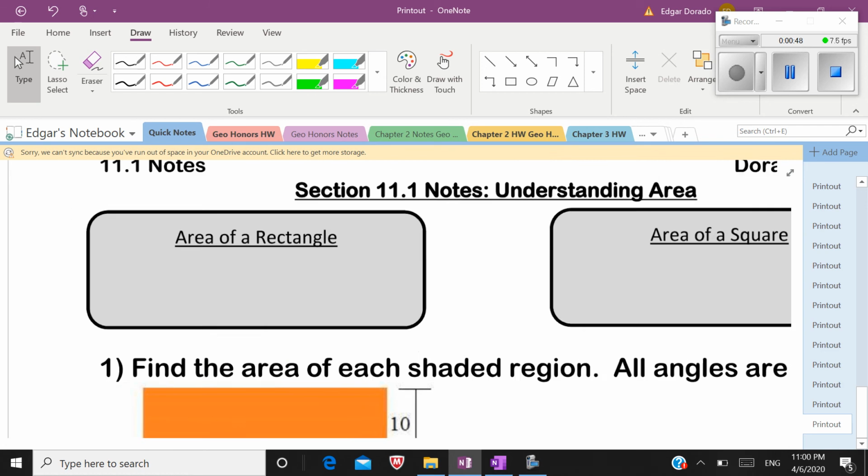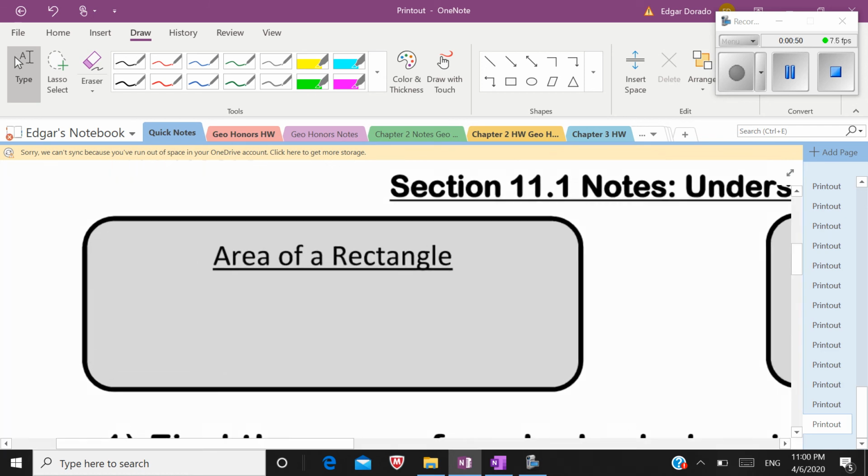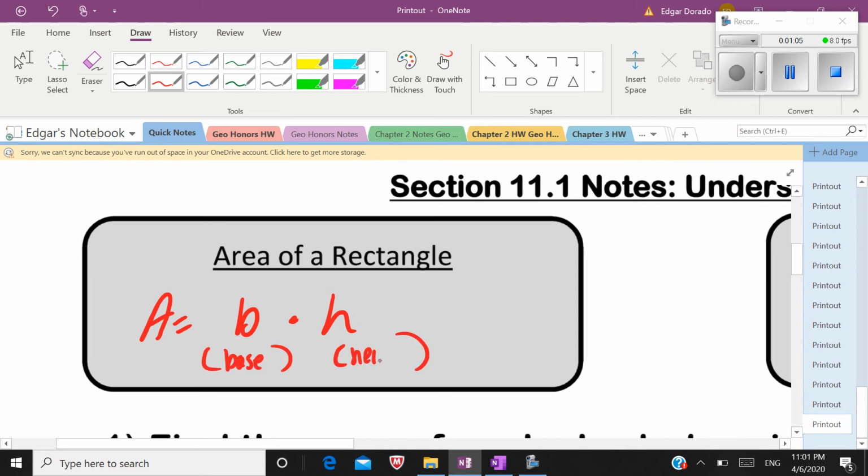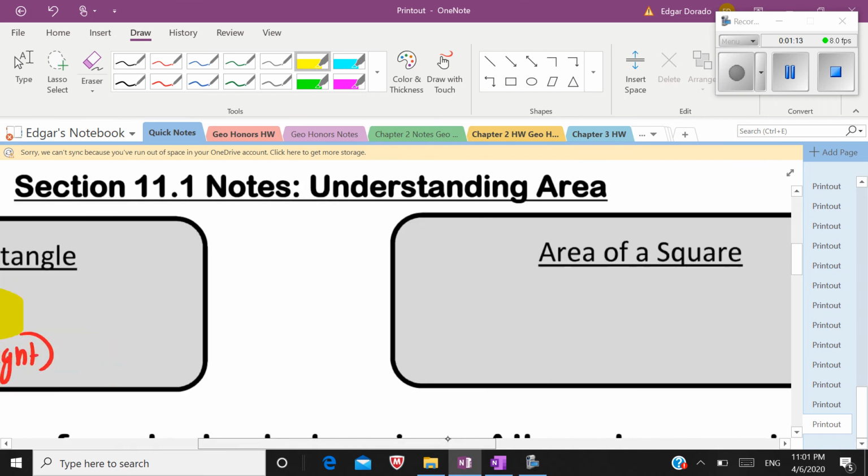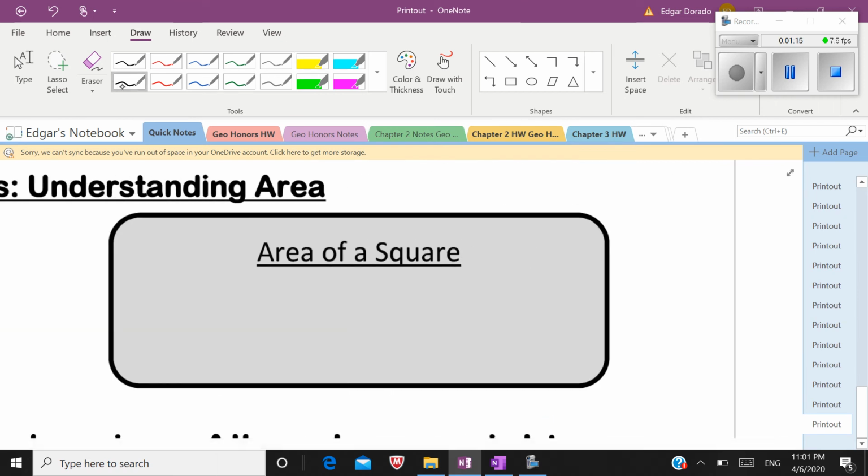So the first thing we need to understand here is the area of a rectangle. I'm sure you guys already know this one. It is base times height. So area is base times height, okay? Nothing groundbreaking here. I'm sure you all already knew that. And we can also talk about the area of a square as also base times height.